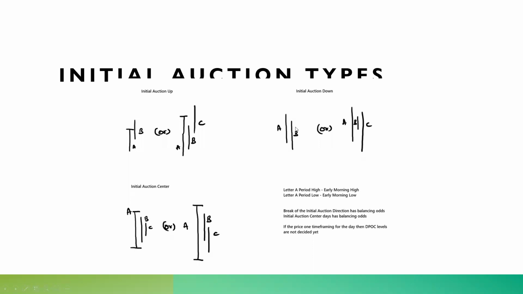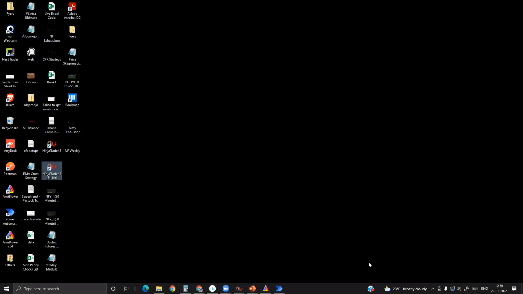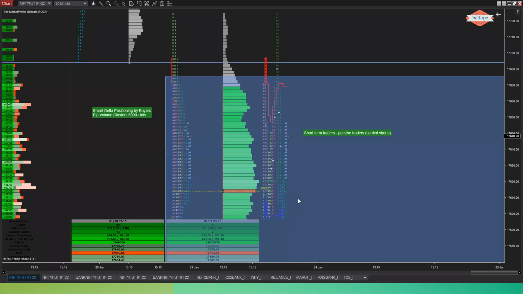So why is measuring this initial auction very important? Because it is more connected to where today's point of control is going to form. Look at last Friday's activity. I'll show you the initial auction. Initial auction was up, right? Why? Because letter A was there and B period went and broke the letter A period high.